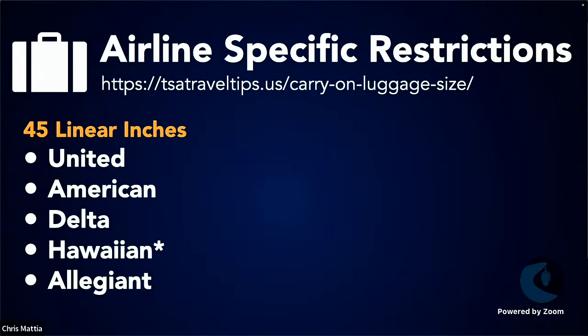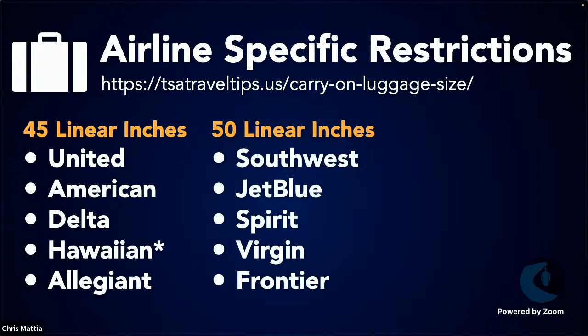So definitely something to keep in mind when you're traveling with your ham radio gear, because your bag can get pretty heavy pretty quickly. The next set of restrictions comes from airlines such as Southwest, JetBlue, Spirit, Virgin, Frontier. Those all have a carry-on restriction of 50 linear inches. So you get a little bit larger bag you're able to carry with you on those airlines. So something to keep in mind.